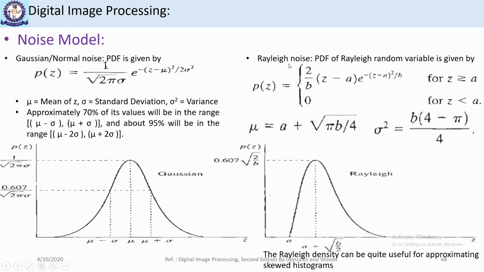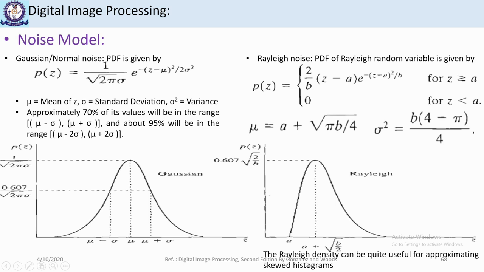Then the second is Rayleigh noise. The probability distribution of the Rayleigh noise is given by this. It starts when z is greater than or equal to a. It is 0 when z is less than a. Its mean is given by this formula, and its variance is given by this formula. The distribution of Rayleigh noise looks like this. It starts from a and goes high, and it will be maximum at a plus under root b by 2, and its maximum value will be this, and then it comes down and it will be 0 again.